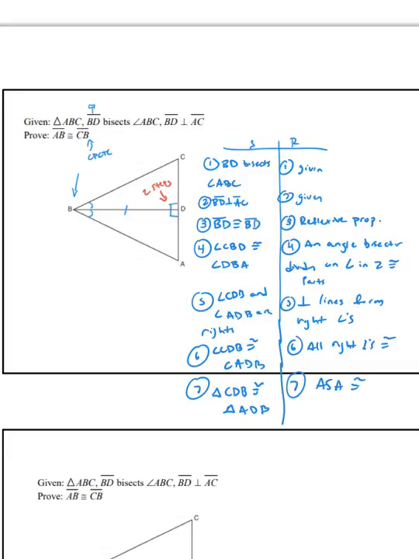And then finally, our last step, what we're trying to prove, AB is congruent to CD because of CPCTC. All right, guys, make sure you can do these two proofs. You can practice, and then you got a little quiz on this for some extra credit.